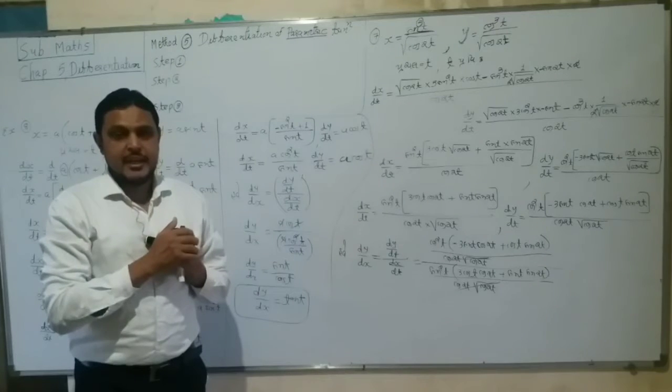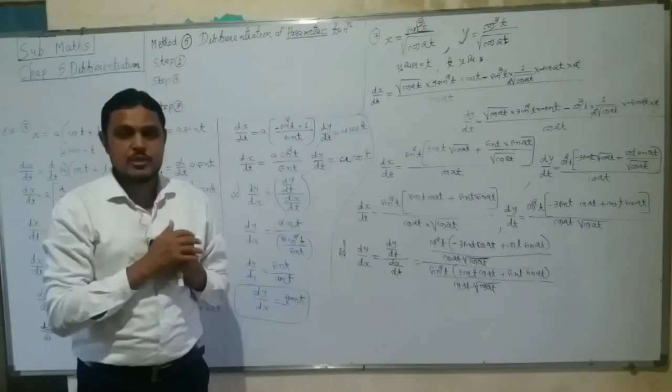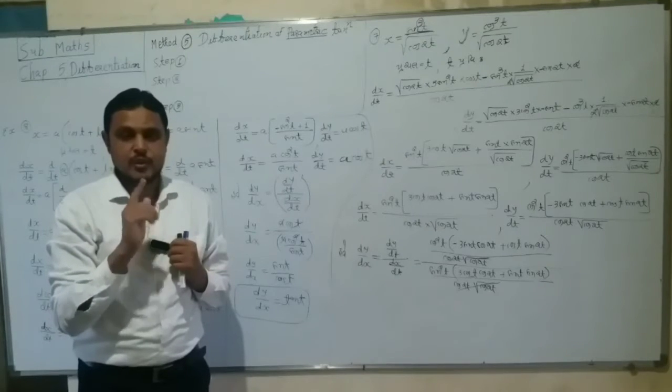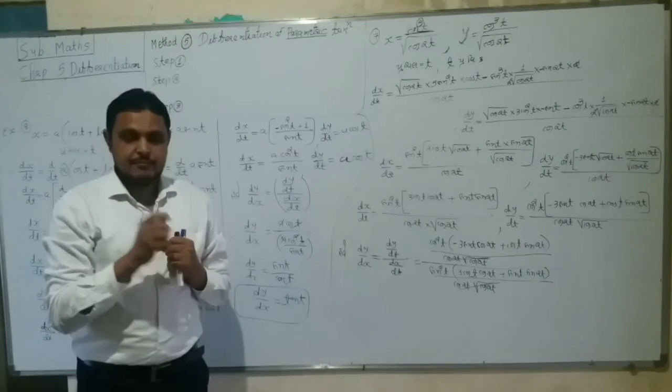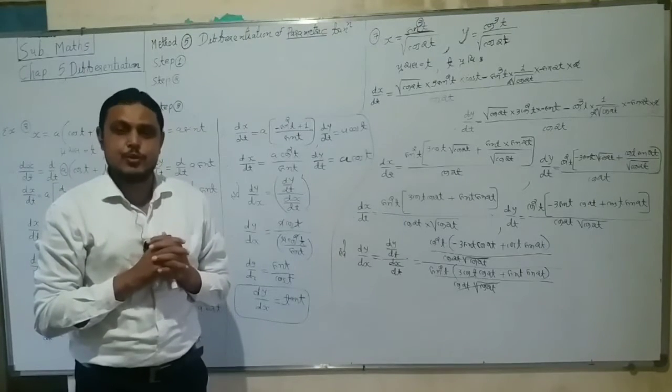What are the parametric equations of a circle? x is equal to h plus r cos theta, y is equal to k plus r sin theta. And parametric equations of the parabola: x is equal to at square and y is equal to 2at.